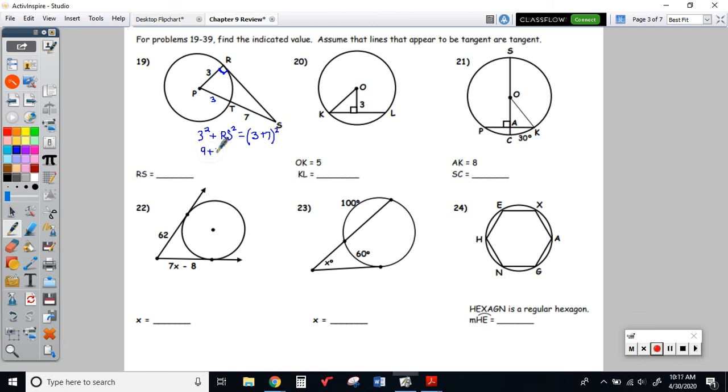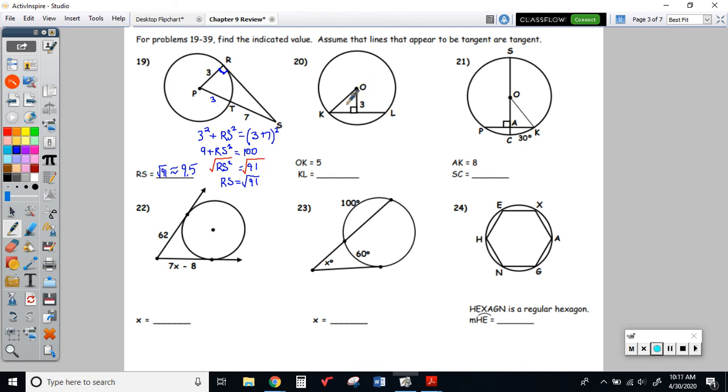This would be 9 plus RS squared equals, and then that would become 10, and 10 squared is 100. So then you subtract 9 from both sides and you have 91, and then take the square root of both sides. That's not saying to have exact or approximate form here, so I'll include both. So you could say the square root of 91, and that is approximately, to the nearest tenth, 9.539, so round it off to 9.5 on that one.